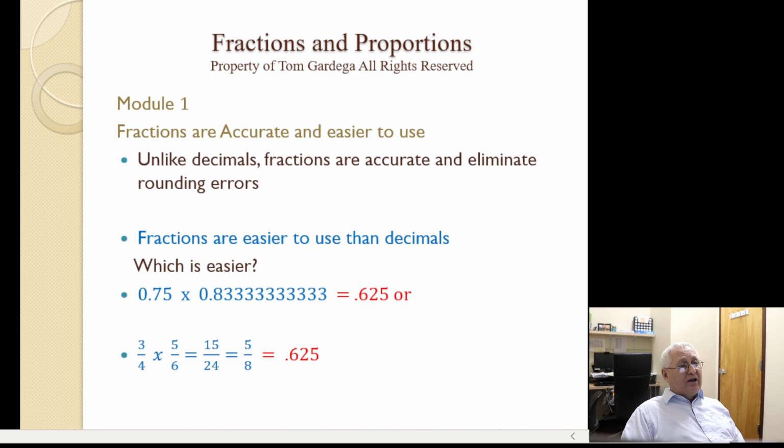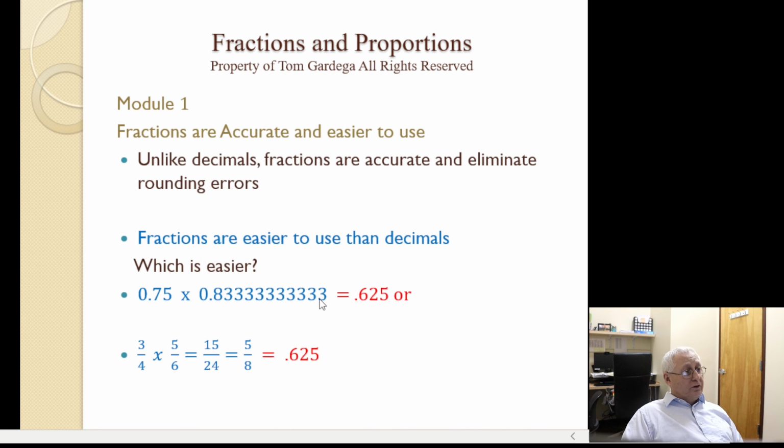Unlike decimals, fractions are accurate and eliminate rounding errors. Fractions are easier to use than decimals. Which to you is easier? 0.75 times 0.83333, like 10 threes here, equals 0.625, or 3/4, which is 0.75, times 5/6, which is 0.83333, and so on and so forth, equals 15/24. If I reduce this, it comes out to 5/8. If I divide 8 into 5, I get 0.625.